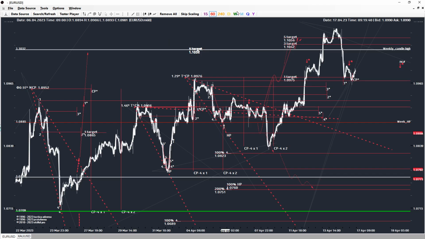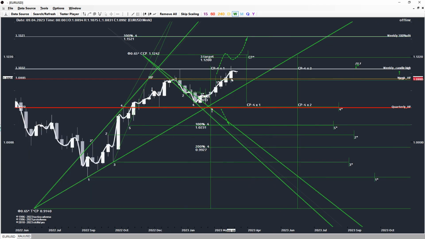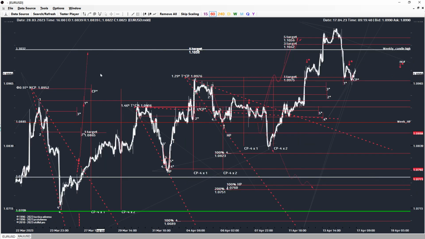Firstly, as I mentioned in the previous video, the price noticed this level at 1.1032 and bounced from it. Next, I'd like to note that the price reached the third movement target from our first model. You can see it here.